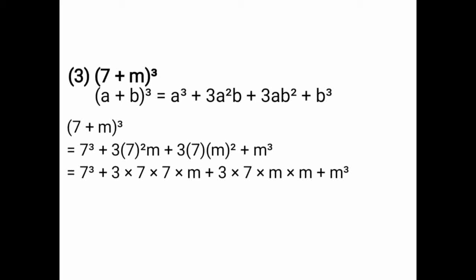Find the cube of the number 7, and then multiply 3a²b and 3ab². And here the cube of the variable remains the same. I am giving you a chance to solve, students.